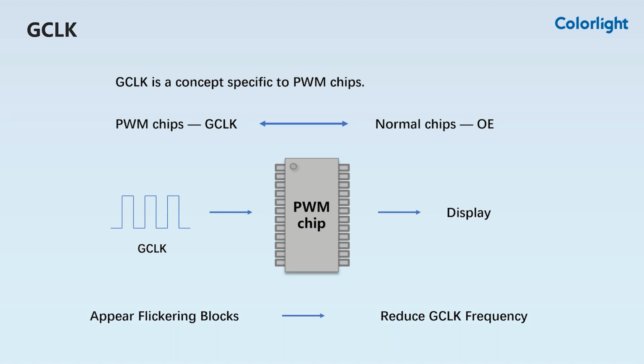GCLK is a concept specific to PWM chips. It represents the clock signal used for display, and the LED driver chip controls the display by counting the GCLK pulses, similar to how OE functions in normal chips. If the display shows flickering blocks in units of driver chips, it may be due to GCLK being too high and the frequency of GCLK needing to be reduced.